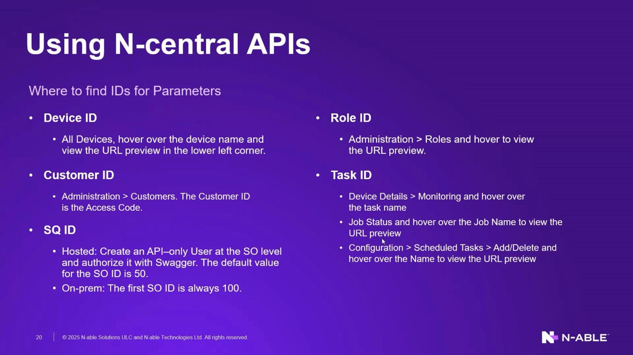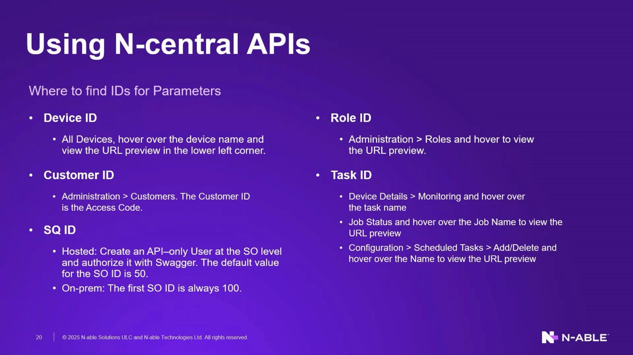Now, the device ID is different to the application or appliance ID. A lot of times people look at the appliance ID, which is visible within your N-Central server, and think that that's the device ID. It's not. The device ID is attainable by hovering over a device within your N-Central instance, and the little URL preview will pop up in the bottom left-hand corner, and you'll see the device ID in there like that.